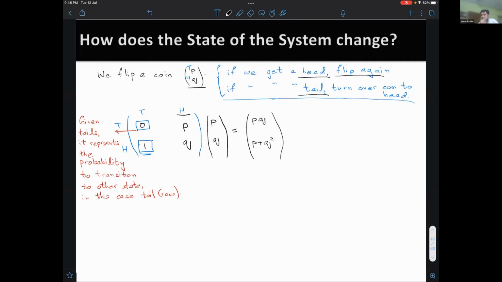It's a convention that we are fixing the initial event in the columns and the rows to be the transition. You can for sure flip it around. Still confused about the flip again part? Flip again means you have that coin, and if you flip it again, what's the probability it comes up tails? Well, the column vector tells you it's P. What's the probability it will come up head? Q.